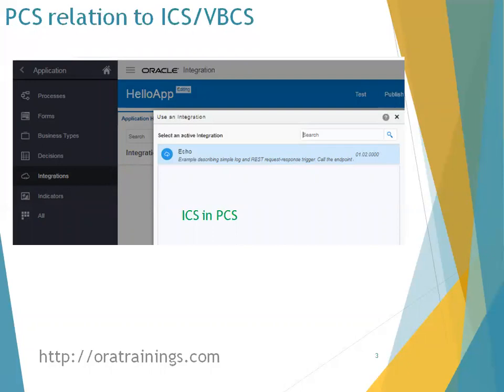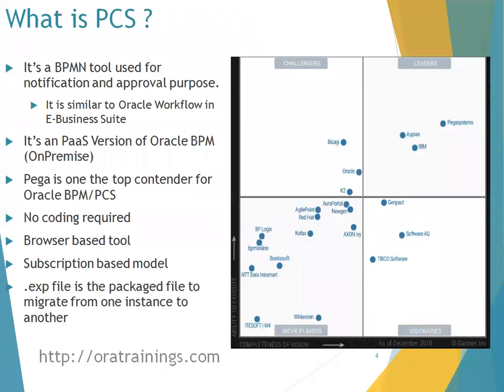Okay, so let's get into PCS. What is PCS? Just now we discussed it's a BPMN tool, which we use for notification and approval purposes. Here, if you observe, the leaders in BPMN as per the Gartner quadrant are Pega as well as Appian as well as IBM BPM. Of course, Oracle is a challenger in this particular area, but within maybe a couple of years, Oracle will also reach that level.